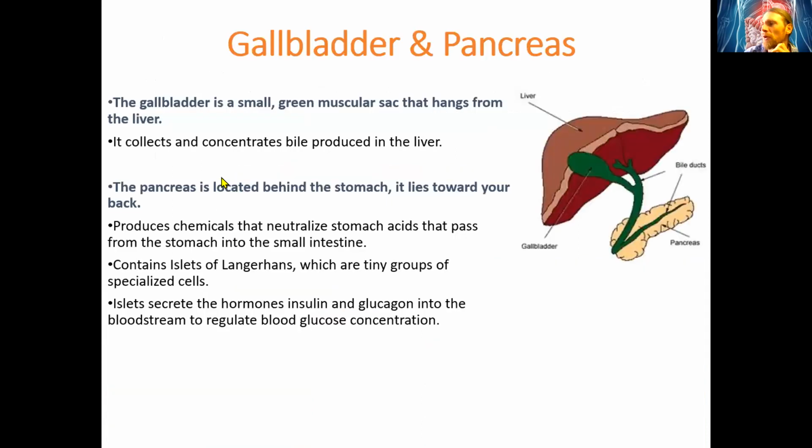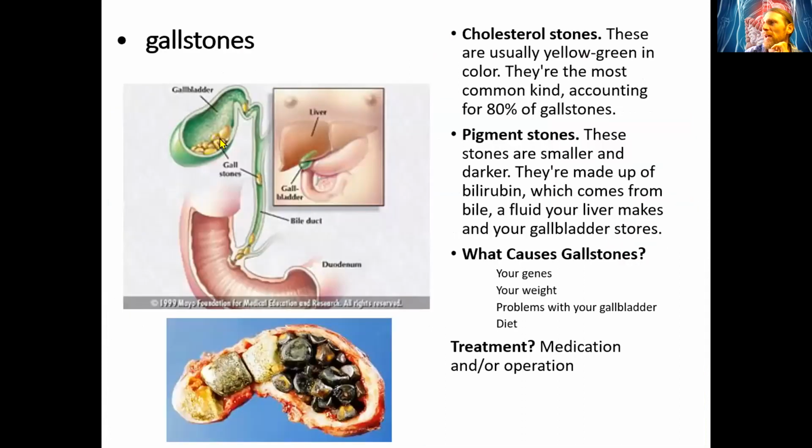Okay, gallbladder and pancreas. We have the gallbladder, which is producing bile. Bile is like a very special substance which breaks down fats into smaller pieces. Whenever you eat too much fat, guys, you can get gallstones. We call them pigment stones or cholesterol stones or gallstones. It can be due to your genes, to your weight, but it has all to do with your diet. If you eat a lot of fried food, a lot of fat, you upset your body.